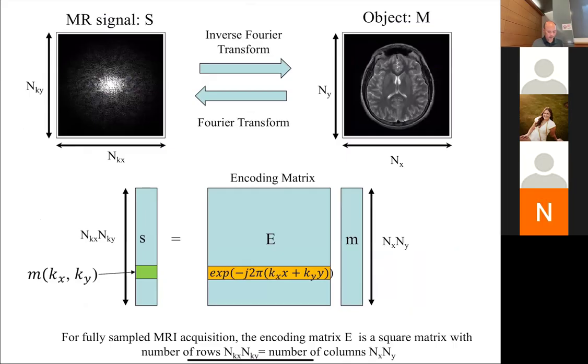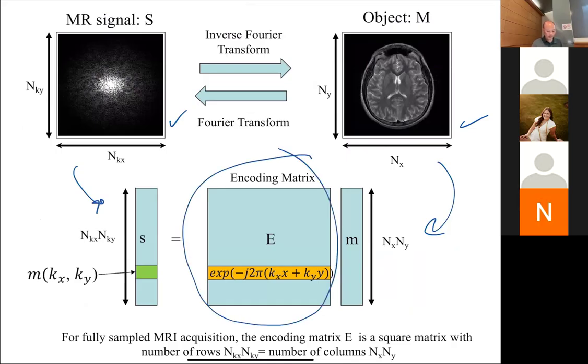Okay, this is just showing you once again essentially my object here, my K-space, and I'm just vectorizing these. And everything that I'm doing in the Fourier transform, everything the MRI system is doing, I'm saying I can represent that as an encoding matrix, right?